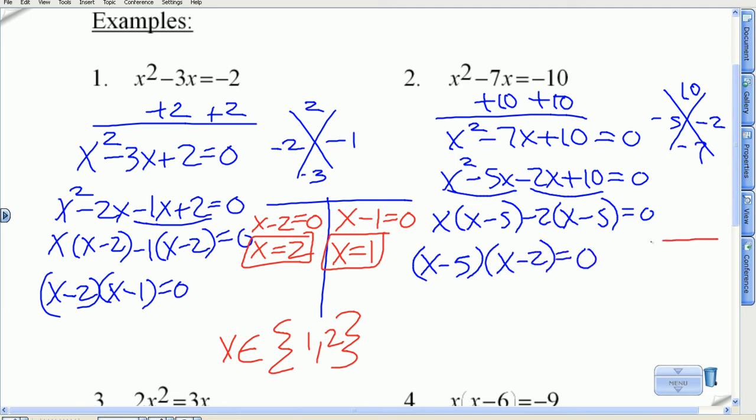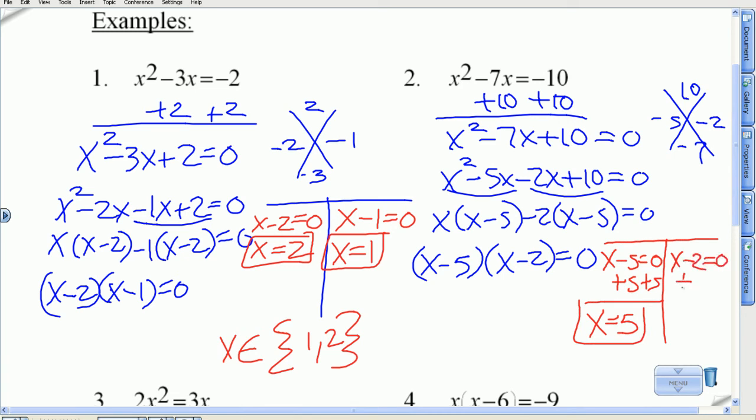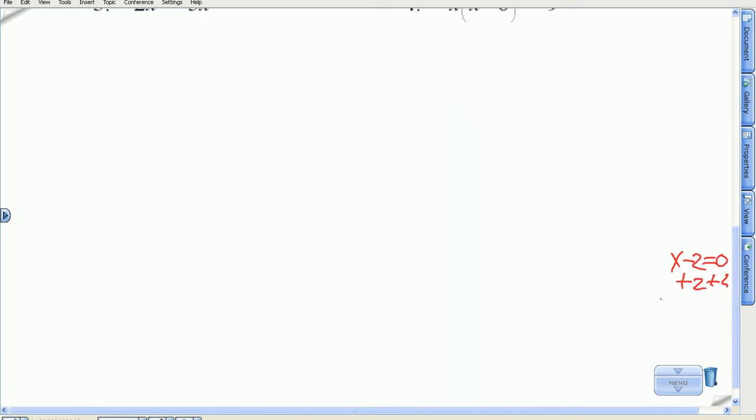Now I make what's called a t-chart. x minus 5 is 0. I'll add 5 to both sides. I get x equals 5. That is one of my solutions. I take x minus 2. I set that equal to 0. Add 2 to both sides. I get x is equal to 2.